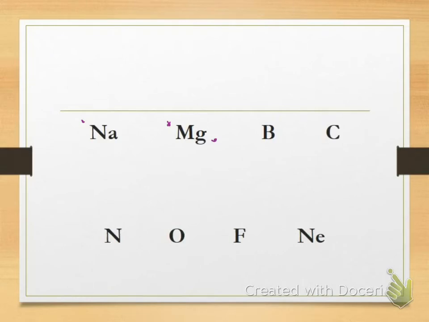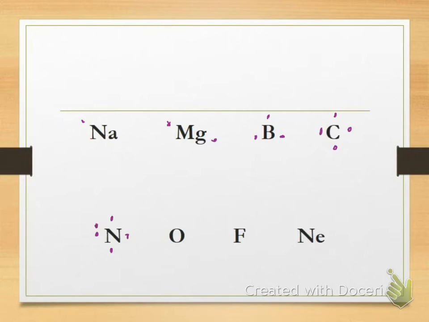Boron, how many valence electrons? 3. So we're going to go 1, 2, 3. We're going to give them all on each side. And then carbon. Now each side has 1, so we can start pairing them up. How many valence electrons does nitrogen have? It's in group 15. 5. So 1, 2, 3, 4, and we can pair it up.